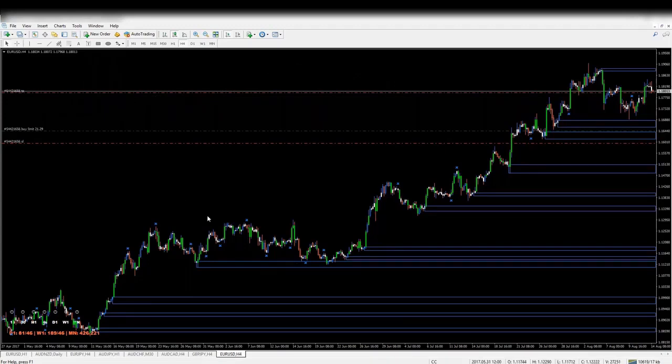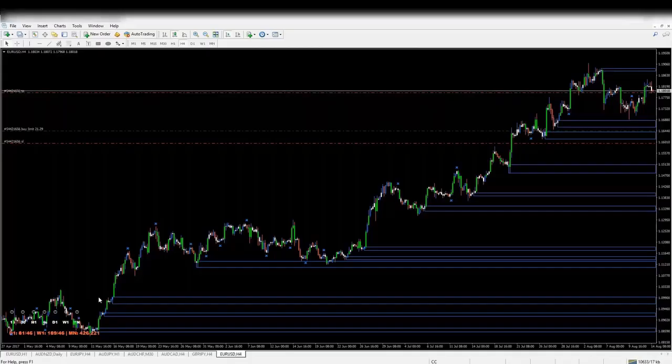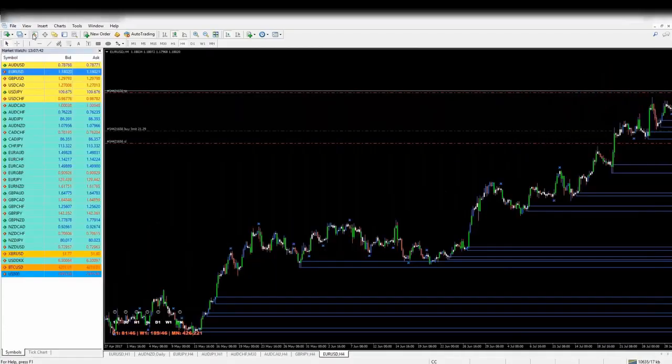That means that we want to be buying, because if we have a look at this, is price likely to continue higher or turn around and go down? Well, it's likely to continue in the trend that it's currently moving in. So we want to be buying. Okay. So that was easy, super easy, identifying the trend. Let's have a look at another example.